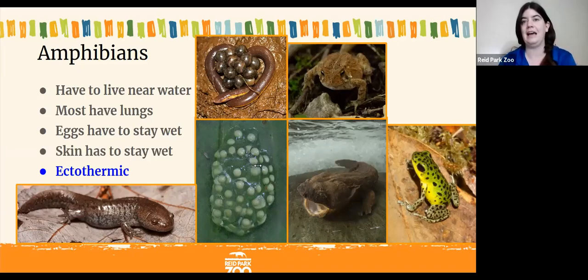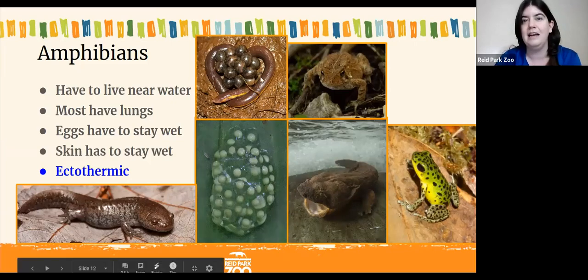Most amphibians have lungs so they can actually breathe air. But amphibians, their eggs have to stay wet. So down here, these are some frog eggs under a leaf that have to be kept in a moist environment. This amphibian is cool. This is called a caecilian.